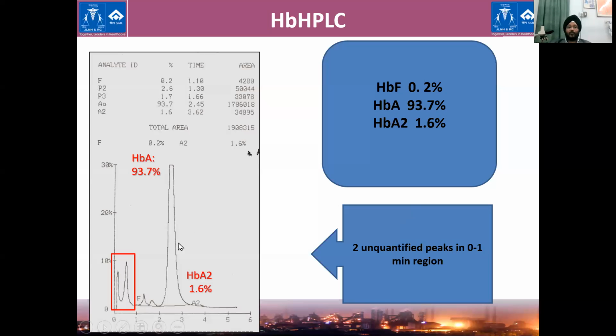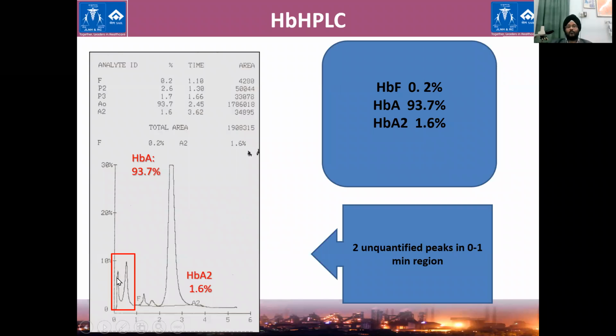But what is more important is these two peaks that we get here. So these peaks have a retention time which are well below the detectable limit of the machine. So in Variant 1 that we had at that time, the detection limit was 0.6 minutes. So anything less than 0.6 minute, it would not quantify. So this M peak pattern is very important and we should look for it.